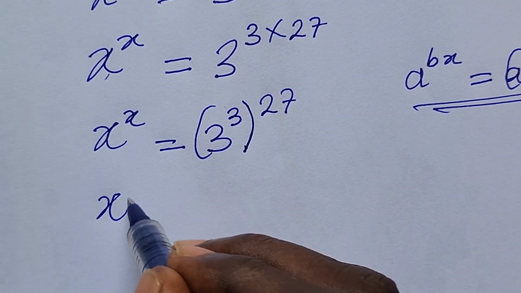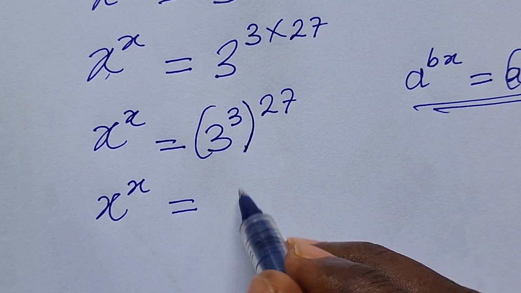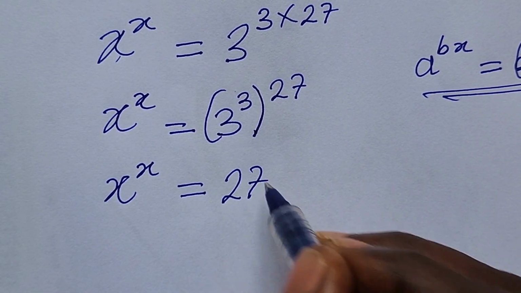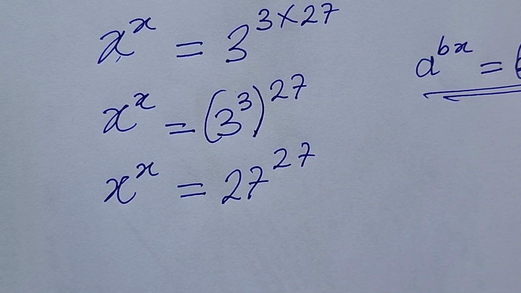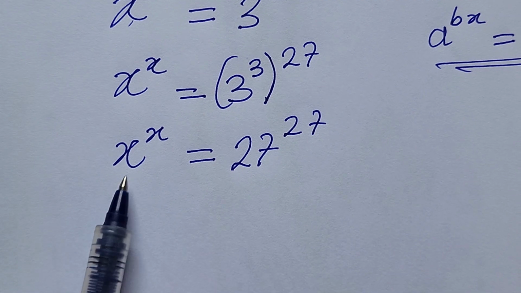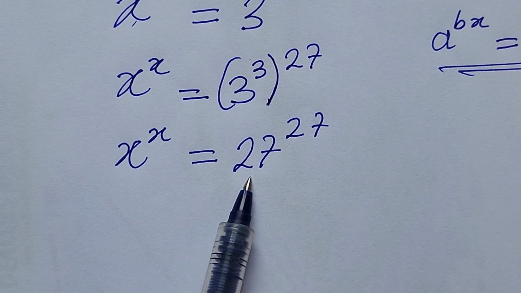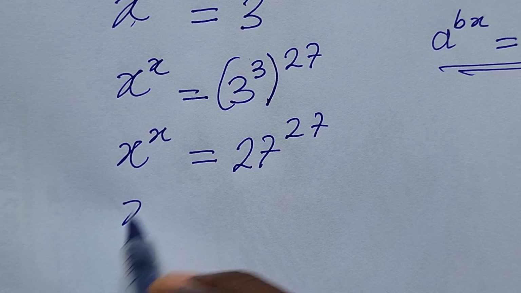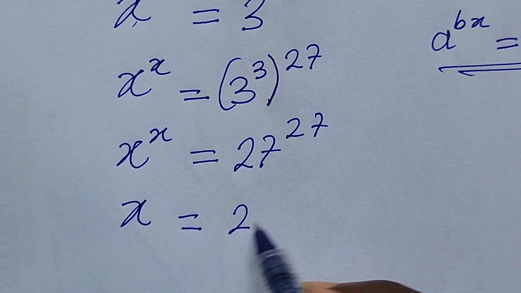So this will now give us x to the power of x. This is equal to 3 to the power of 3, which will give us 27. So we're having 27 to the power of 27. So let's compare. We're having x to the power of x here, and here 27 to the power of 27. So it also means that our x is equal to 27.